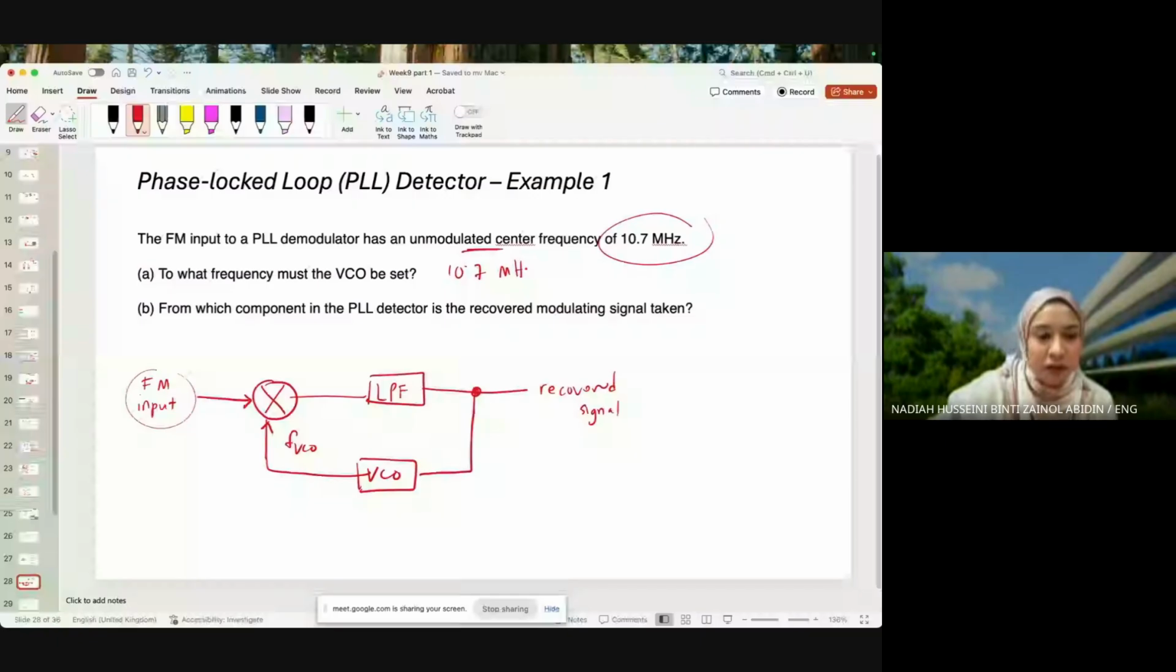This is our reference, so obviously we want to follow the reference. From which component in the PLL detector is the recovered modulating signal taken? So the answer is LPF.